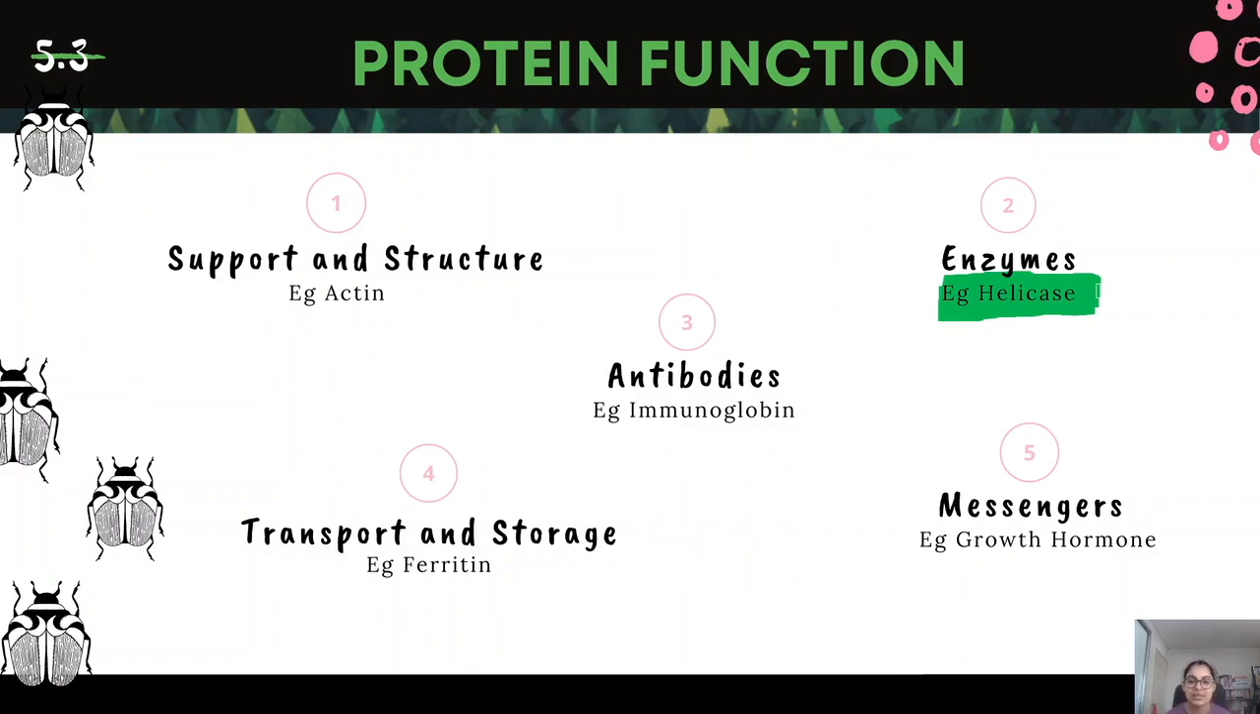Antibodies, all our antibodies are immunoglobulins. They are made up of proteins. Proteins are important for transport and for storage, and our hormones are proteins too. So growth hormone is a protein, for example. Messengers are really important.